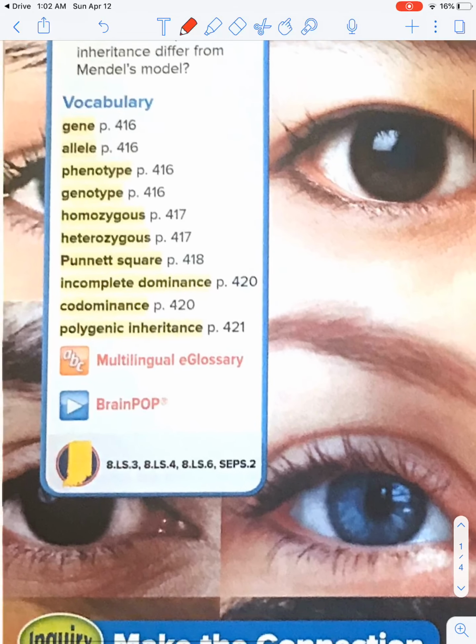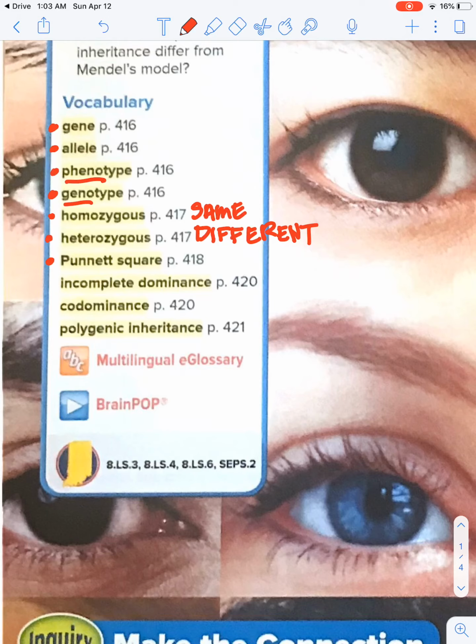Let's look at the vocabulary next. Here are the words that we're going to be learning and using in this lesson: gene, allele, phenotype, genotype, and those are major points in this lesson, the difference between phenotype and genotype. Homozygous, remember, the prefix homo means same. And then heterozygous means different, right? The prefix hetero means different. So homo, same, hetero is different.